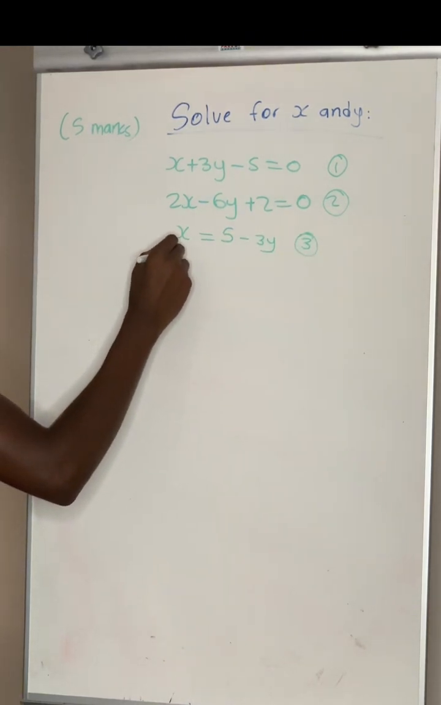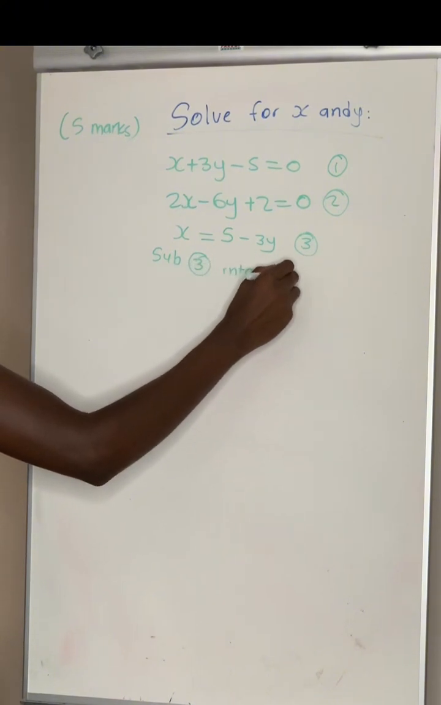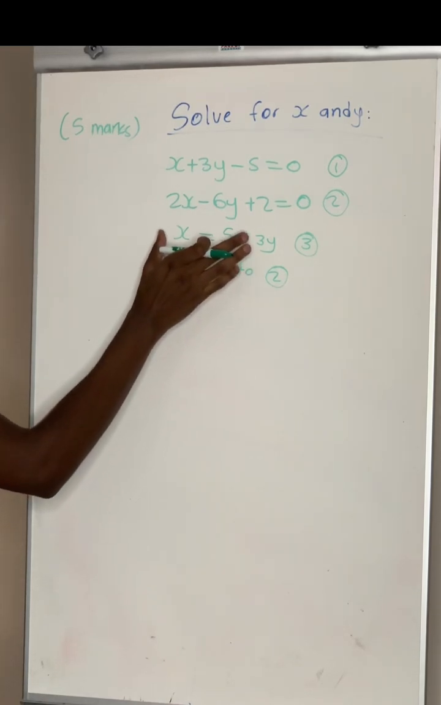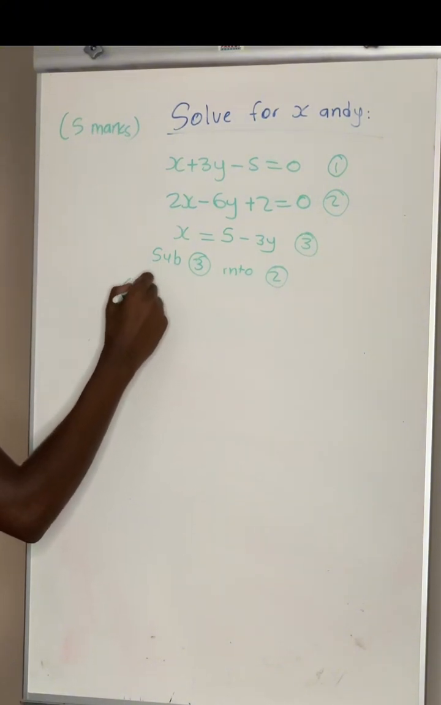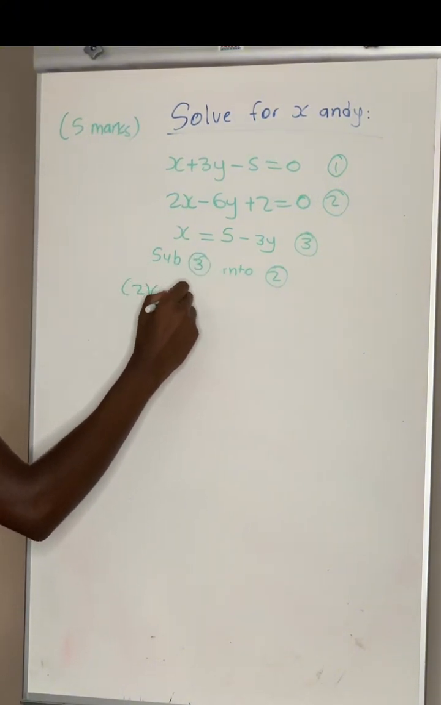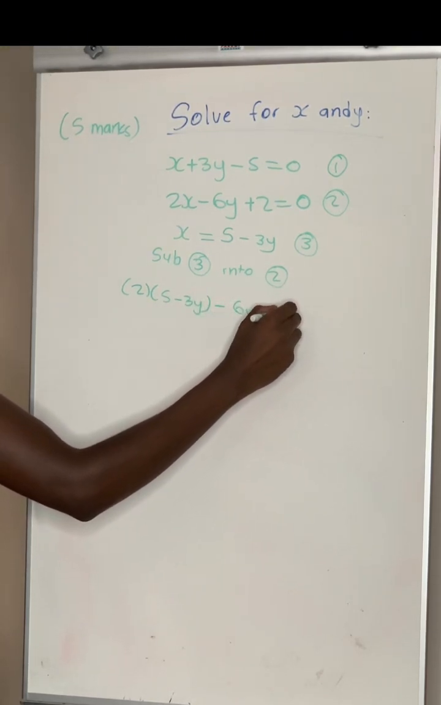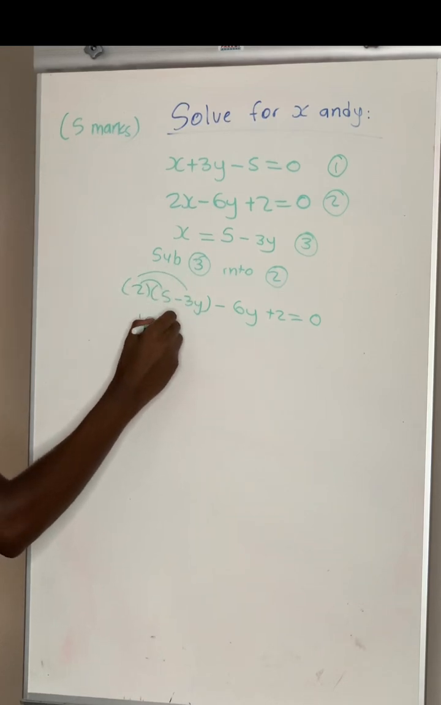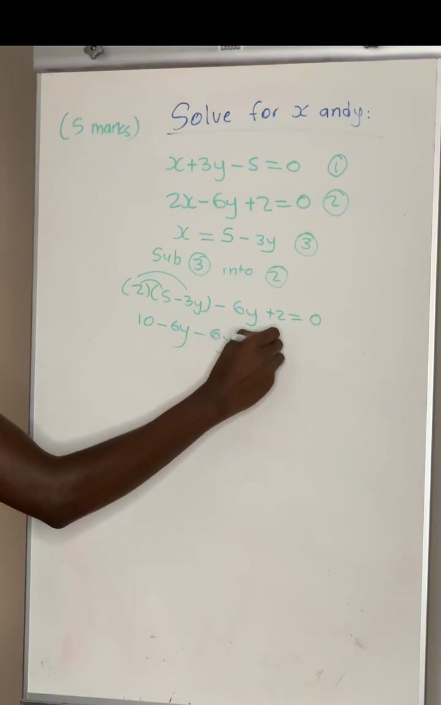And then from here, you're going to substitute equation 3 into equation 2. What does this mean? It means wherever you see an x in equation 2, you're going to substitute 5 minus 3y. So it's 2 multiplied by x is 5 minus 3y. So 2 times (5 minus 3y) minus 6y plus 2 is equal to 0. 2 times 5, that is positive 10. 2 times negative 3y, that is negative 6y. Minus 6y plus 2 is equal to 0.